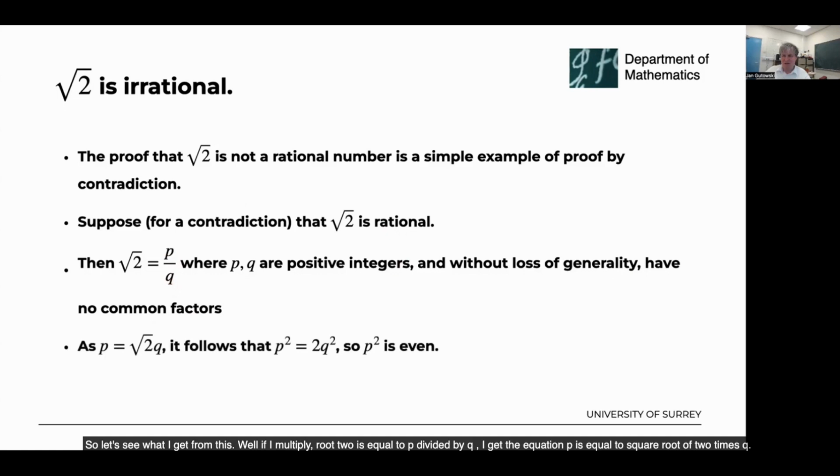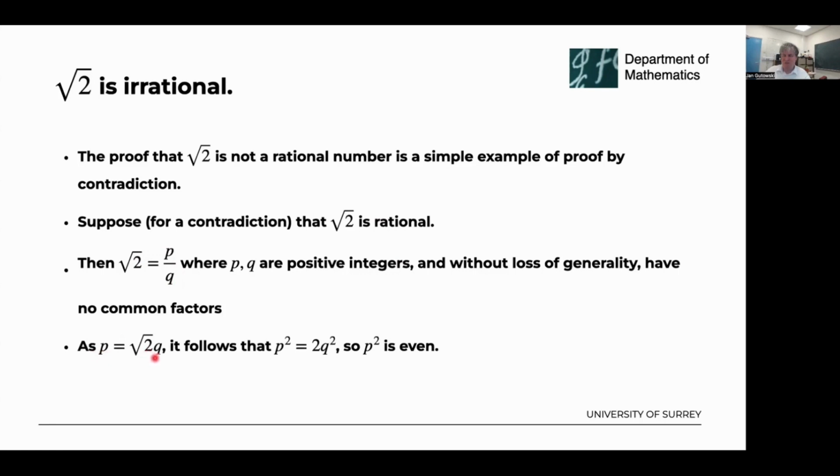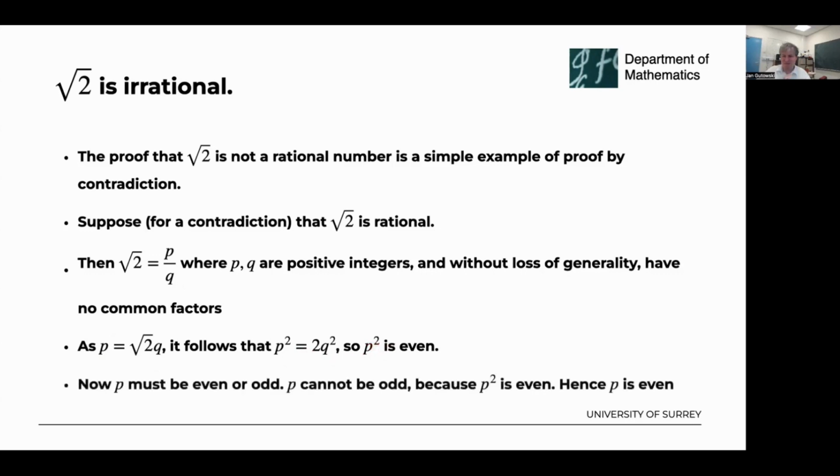If I multiply root 2 is equal to p over q through by q, I get the equation p is equal to the square root of 2 times q. Then if I square both sides of this equation, I get p squared is equal to 2 times q squared. So in particular, p squared is even. And we can then deduce something about p from this.